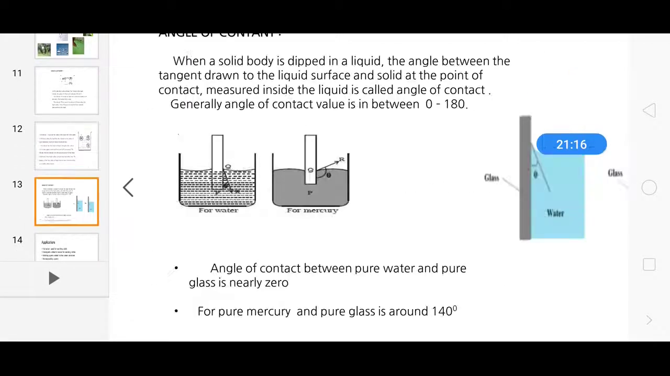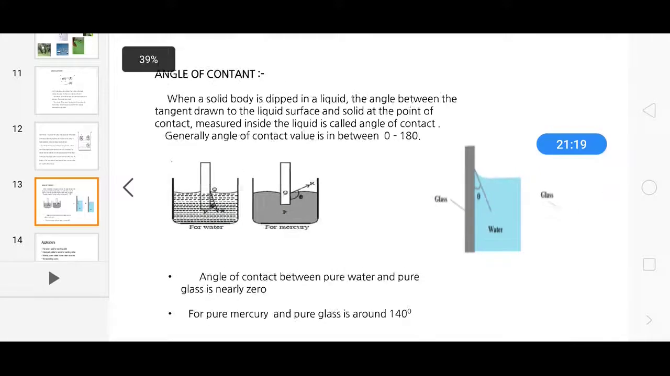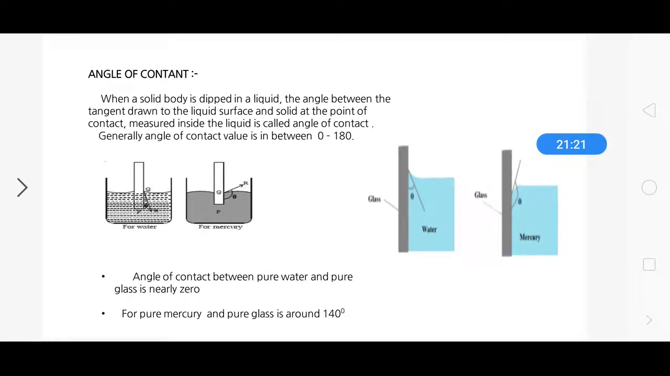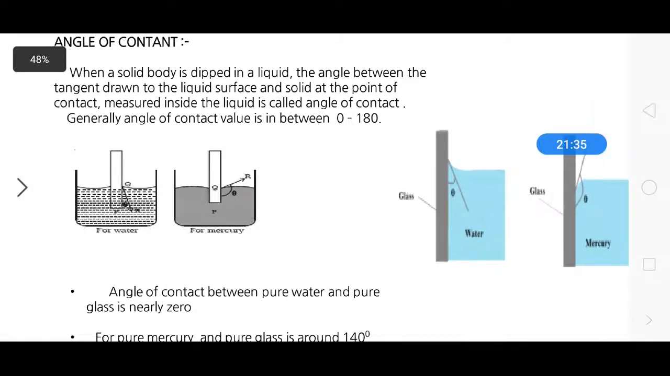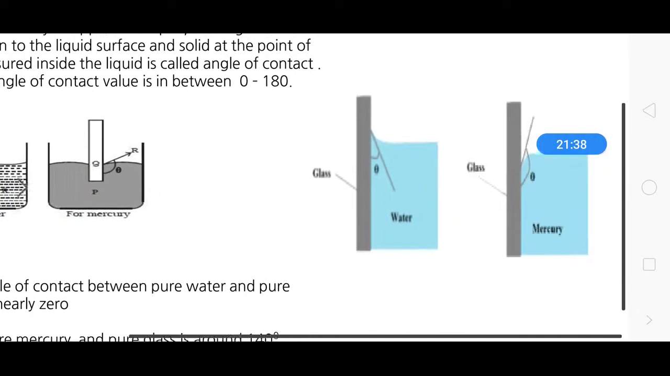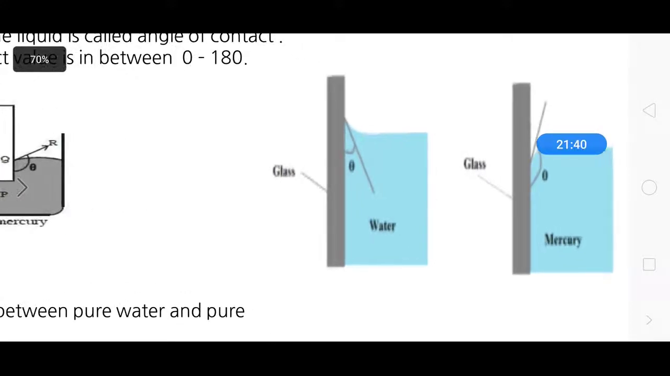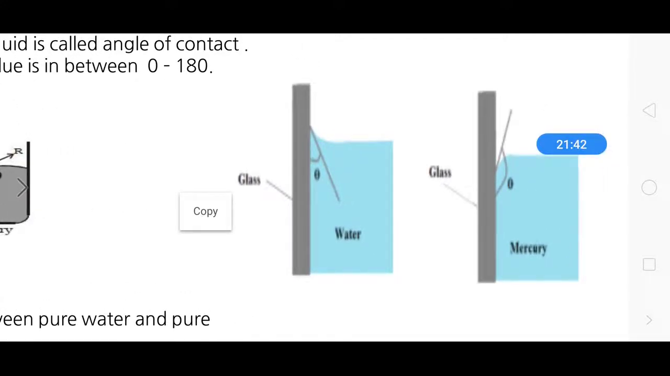So here, then we go for angle of contact. What is the angle of contact? Observe the two beakers. One beaker is filled with water and another beaker is filled with mercury, like this. See the slide here. If you observe the shape of the surface, it is concave.